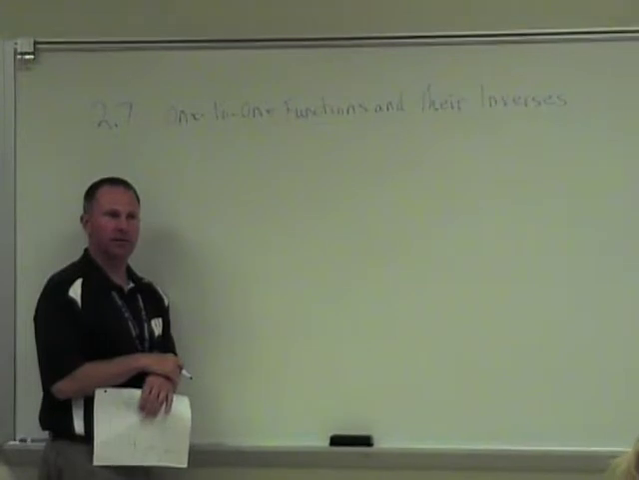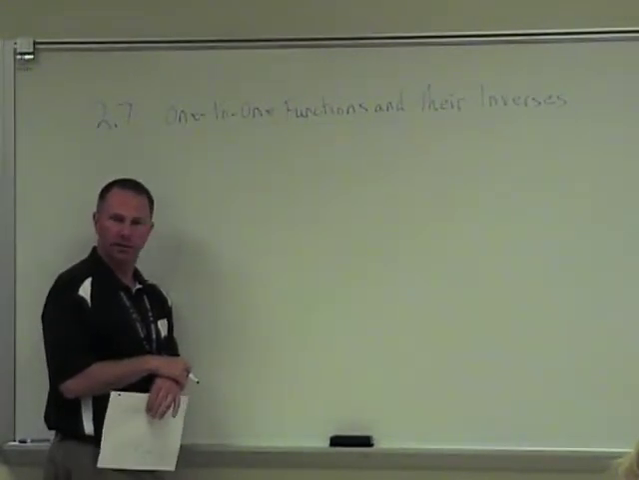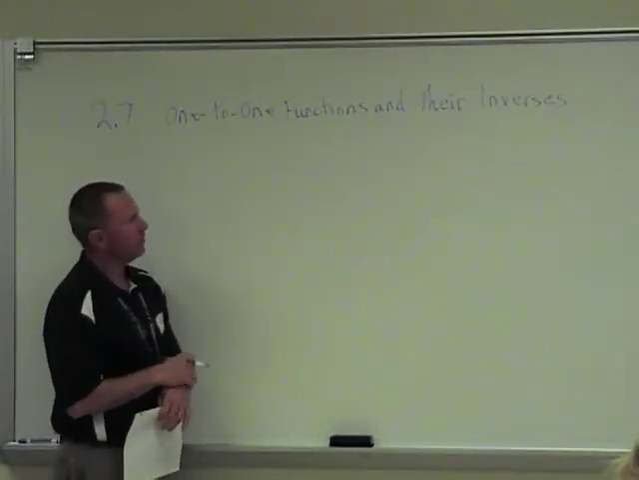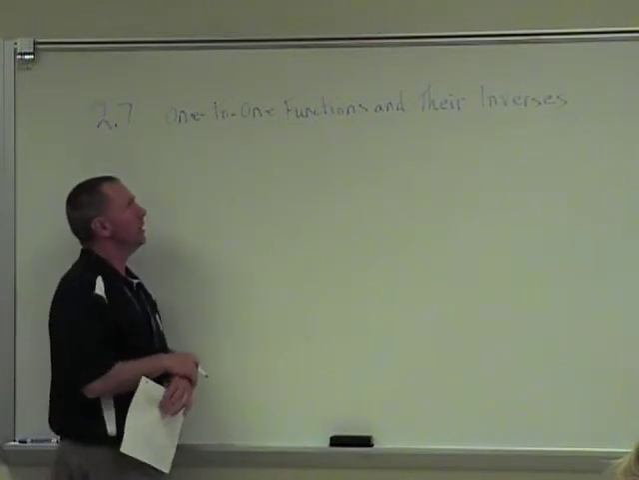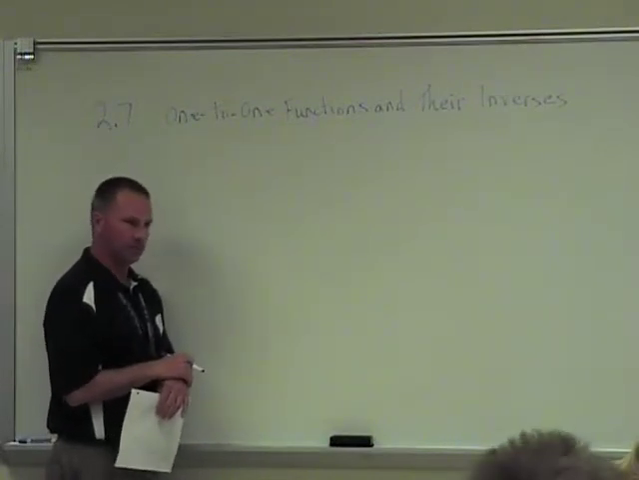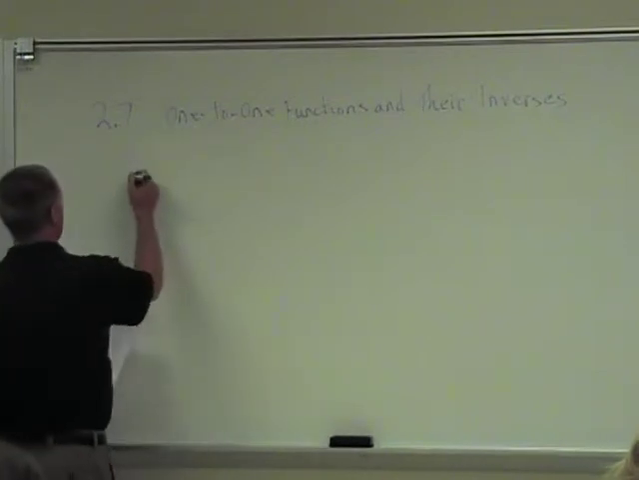Alright, so when we deal with functions, we had a vertical line test, and if the vertical line hit twice, then it wasn't a function. Now what we're looking at is whether or not a function is one-to-one. And the test for that is a horizontal line test.